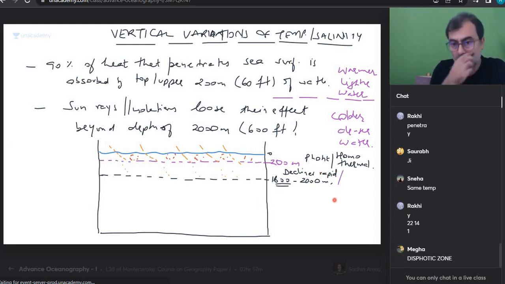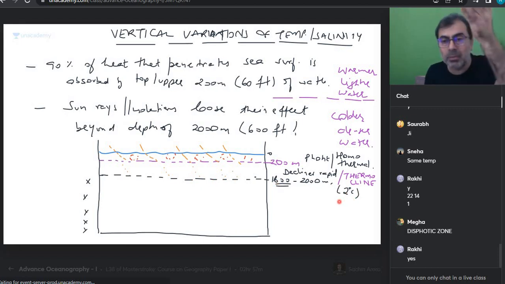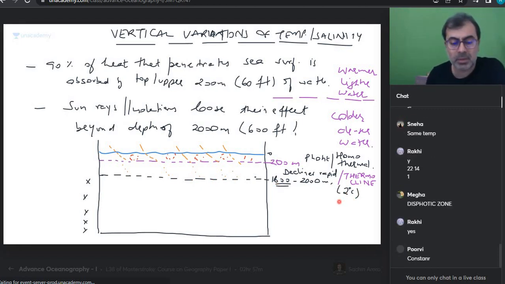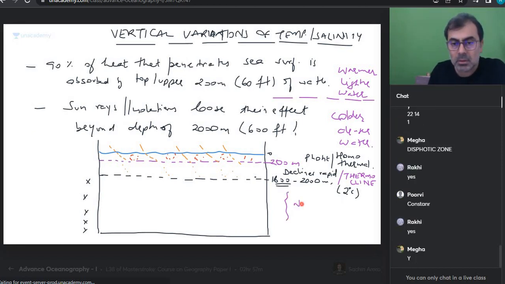Is everyone okay? This decline is called the thermocline. The sun's heat is reducing, so there is a rapid decline. After this, the sun ceases to have an impact. Whatever the temperature is here generally reaches 2 degrees Celsius. It will be more or less constant, no change. Once again, homothermal.